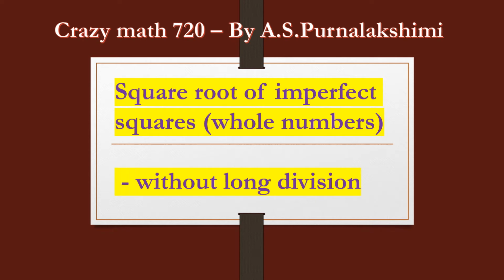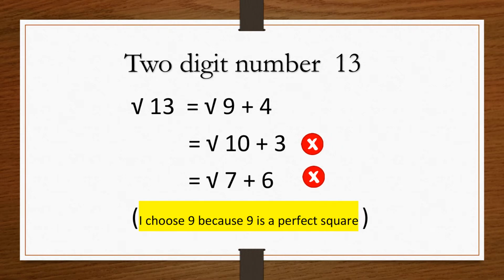Today in Crazy Math 720, we are going to learn a shortcut method to find out the square root of imperfect squares. Yes, you're right. We are not going to use the long division method.